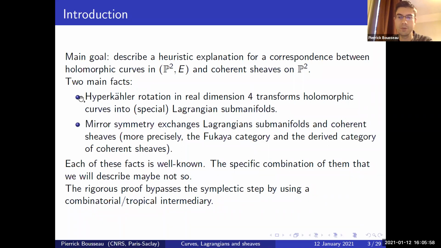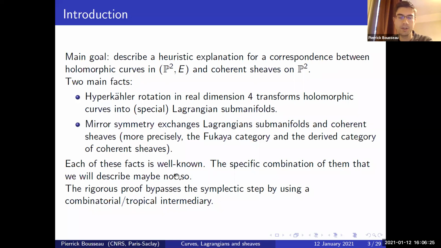It will be our first operation. And our second operation is mirror symmetry, which has the property of exchanging Lagrangian submanifolds and coherent sheaves. Or more precisely, the derived Fukaya category and the derived category of coherent sheaves. And each of these two facts is in some sense well known, but the specific combination of them in which I will use them is maybe not so.